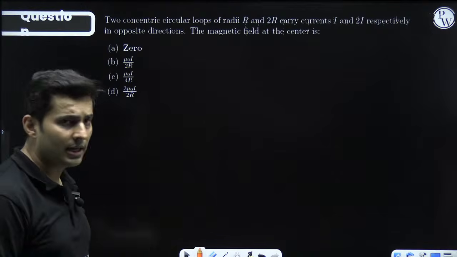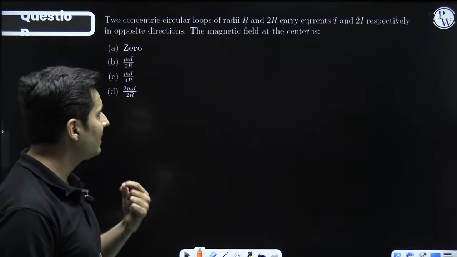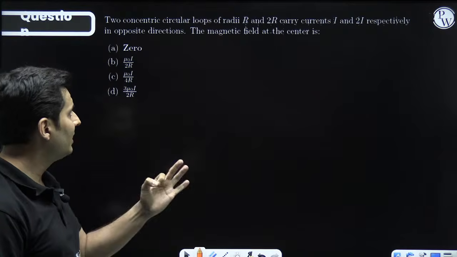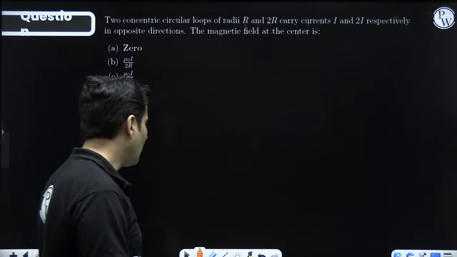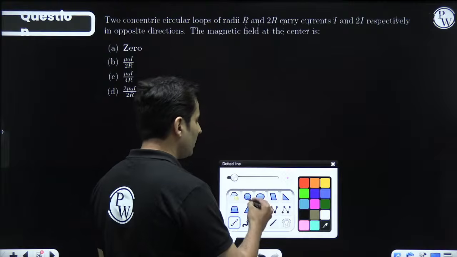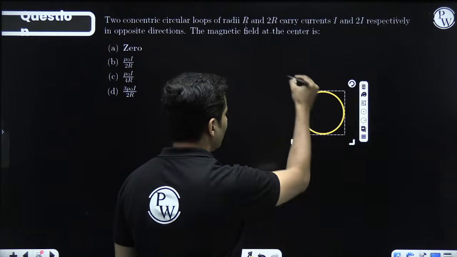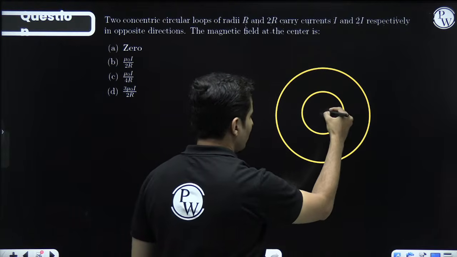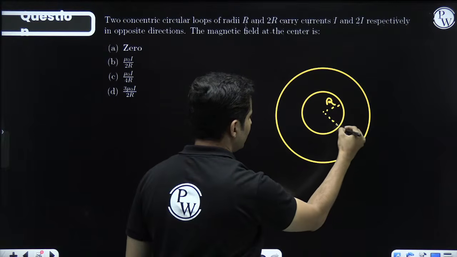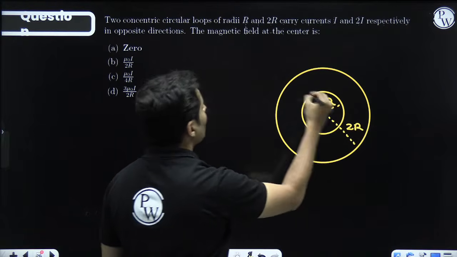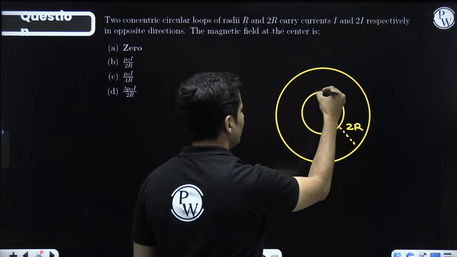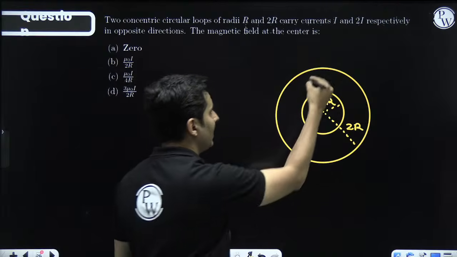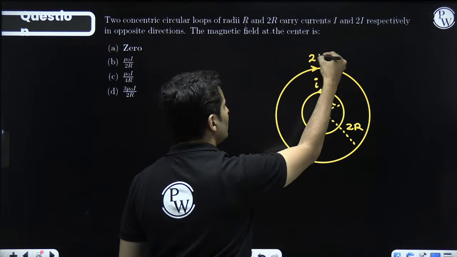Two concentric current loops of radius r and 2r carry currents I and 2I respectively in opposite directions. The magnetic field at the center is how much? Okay, let's try to think. So first loop and second loop, r and 2r. So this is basically r, this is basically 2r. R is carrying current I, let's say like this, and 2I respectively, but in opposite direction. That means this is basically 2I.